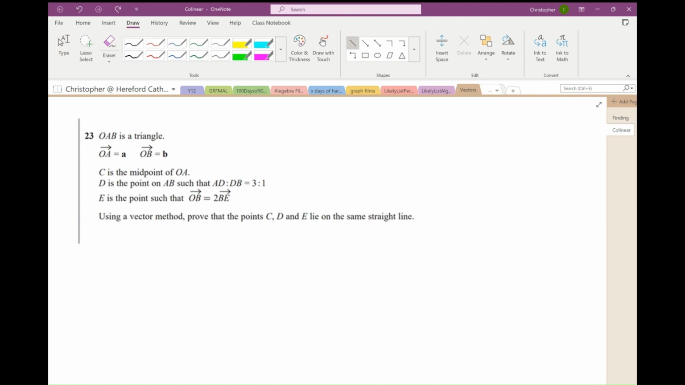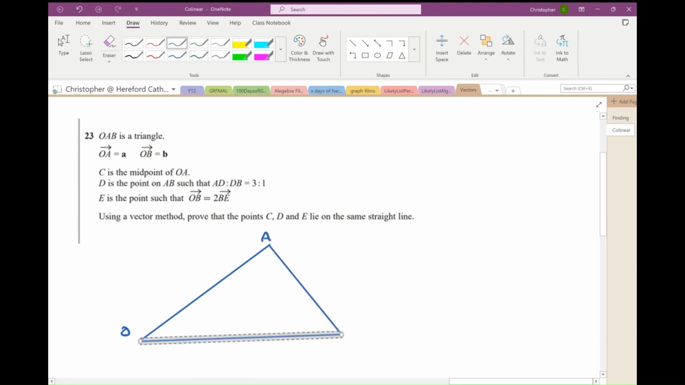Okay, so I've got a triangle, and it has a point O here and a point A, and then it has a point B. So here's my triangle, O, A, B. Right, OA is a. And OB is b.